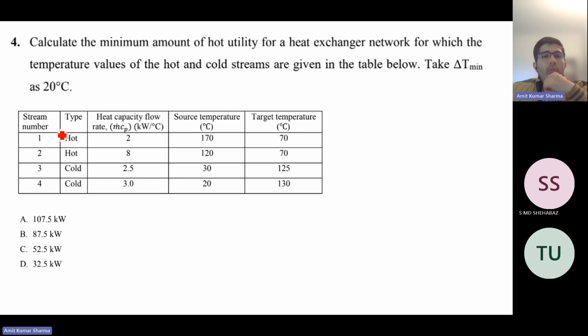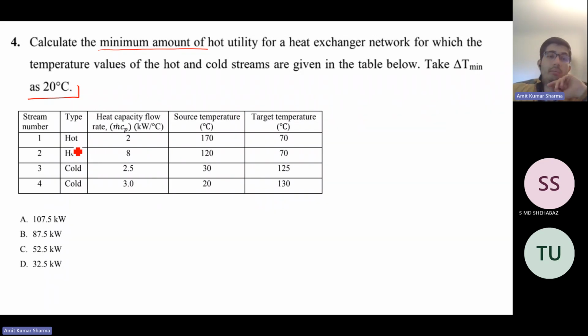Calculate the minimum amount of hot utility for a heat exchanger network for which the temperature values of hot and cold streams are given in the table below. Take delta T minimum as 20 degrees centigrade. So this is a numerical, and a very good numerical, in which you have to find out the minimum amount of hot utility for a heat exchanger network for which the temperature values are given. Okay, you have to take the delta T minimum as 20 degrees.